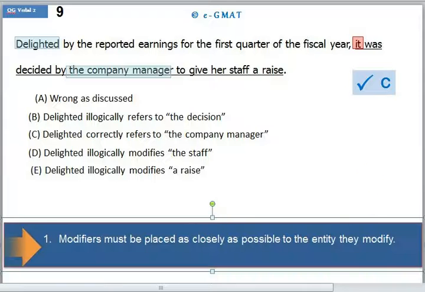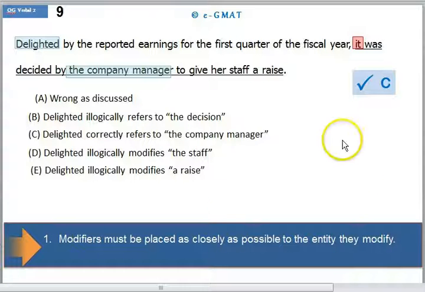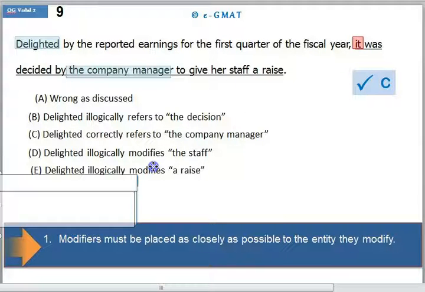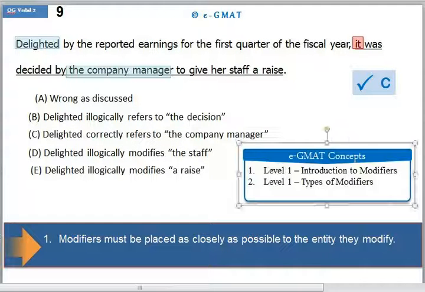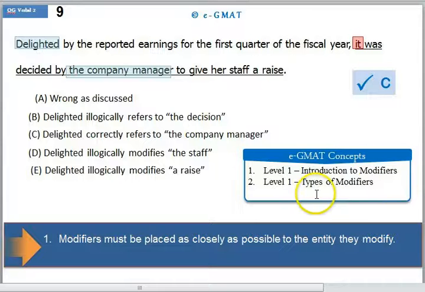Now, time for the takeaway message. We must place the modifiers as closely to the entity they modify as possible to make the context of the meaning most effective. And the concept tested in this sentence has been covered in e-GMAT concepts, Introduction to Modifiers and Types of Modifiers, both in level 1.